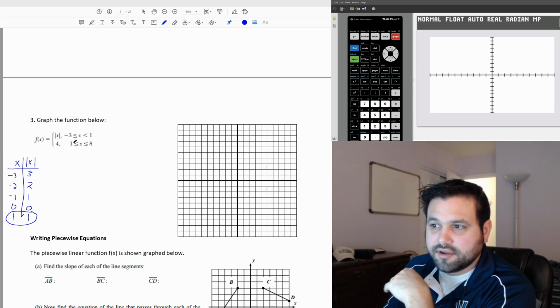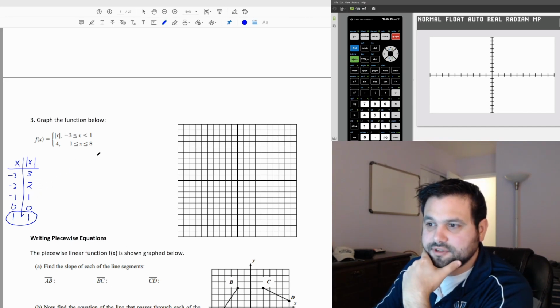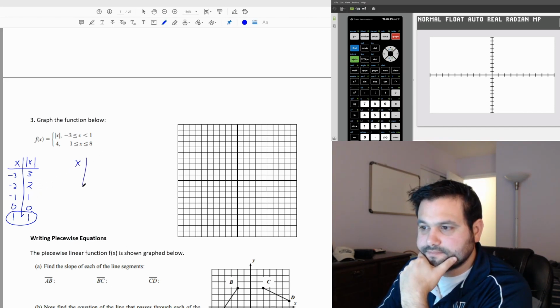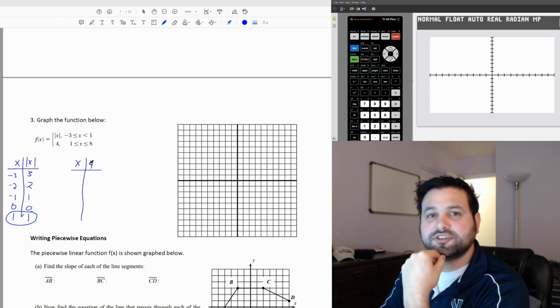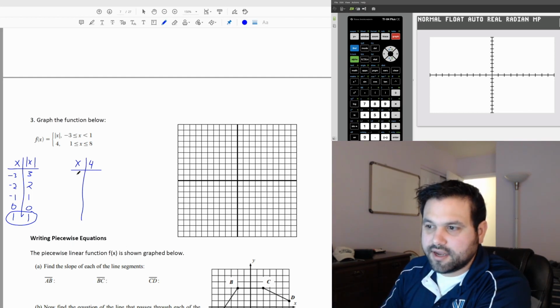No arrows or anything, right? I'm not going off to infinities. I'm just going from negative 3 to 1. So there's my table done for that. Next table. This is an interesting table to make because the function's just 4. So it doesn't even matter what the x value is, right? I'm going from 1 to 8. 1, 2, 3, 4, 5, 6, 7, 8.